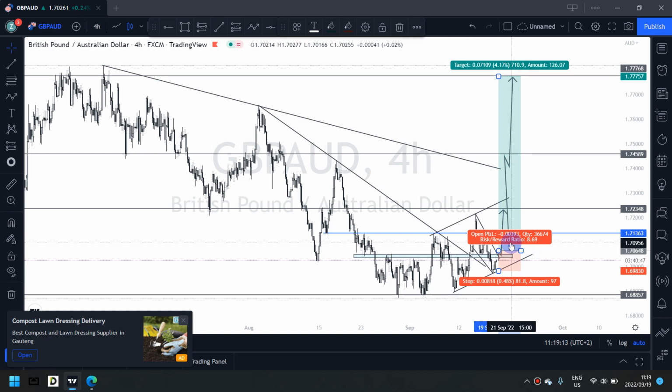Wow, that's like 8.69 times your risk. So if you're risking, say for example, $100, it means that if the market hits the take profit there at the top, you would have made around $869. So wow, that would be great.